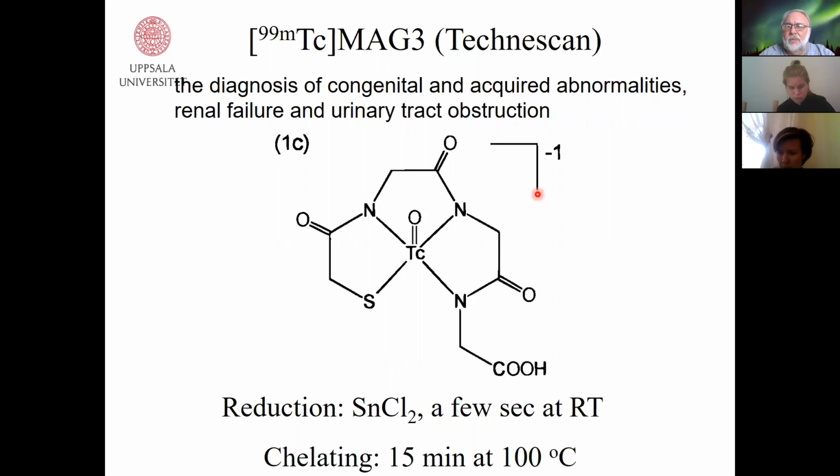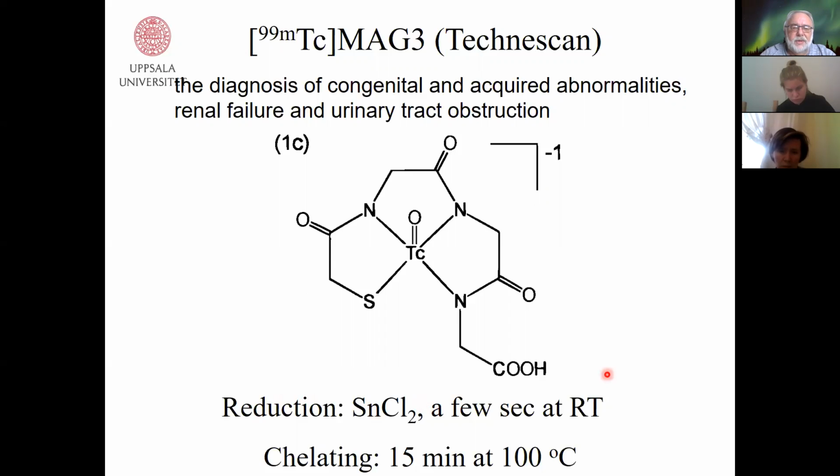What is important is that this compound is secreted or excreted through the kidney proportionally to kidney function. So insufficient secretion means that the kidney is not functional. It is easy to produce.